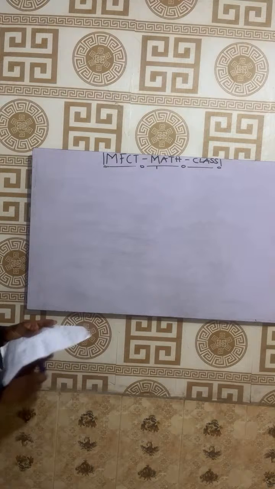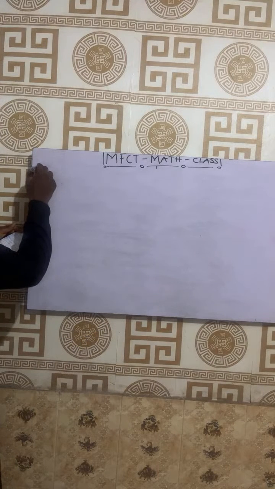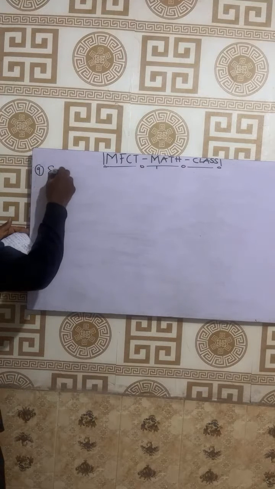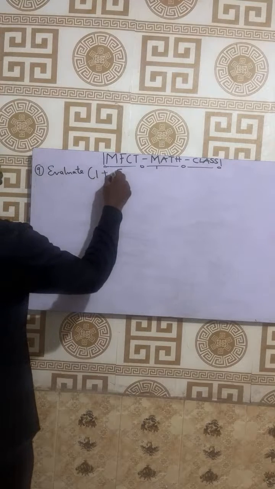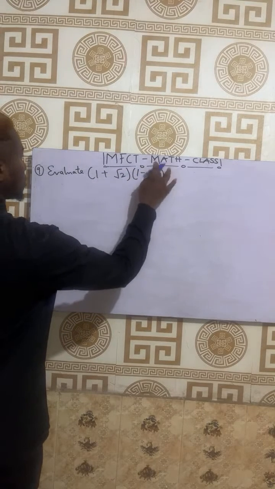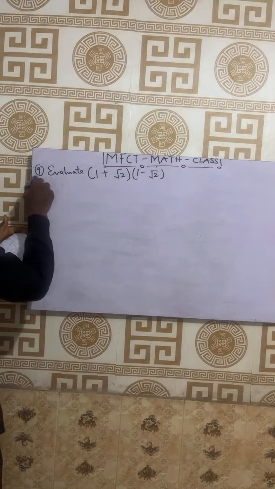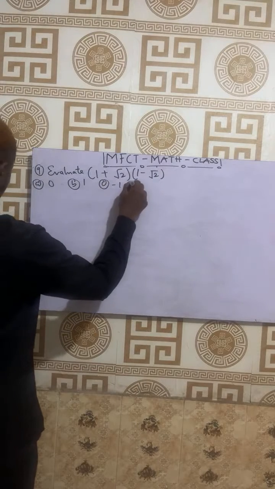Okay, guys, look at this example. That is question number, I think number 9 for tonight. Evaluate 1 plus root 2, 1 minus root 2. Option A 0, option B 1, option C minus 1, option D 2.